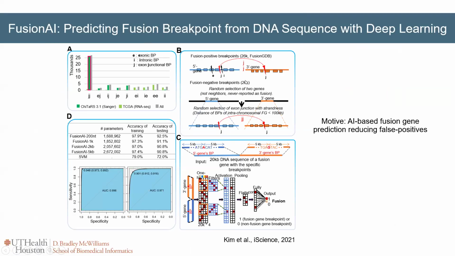And the Fusion AI is a CNN model to distinguish a fusion gene or not. So it reads the plus minus 5 kb from the breakpoints over two genes. So it suggests the possibility. When we compared with the other NGS-based tools of prediction of fusion genes, we think our AI model can efficiently remove the false positives.